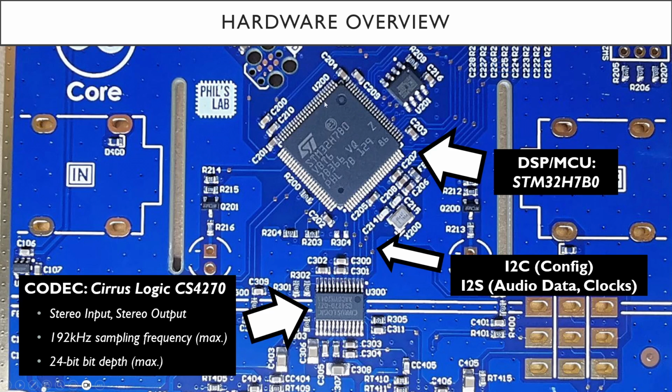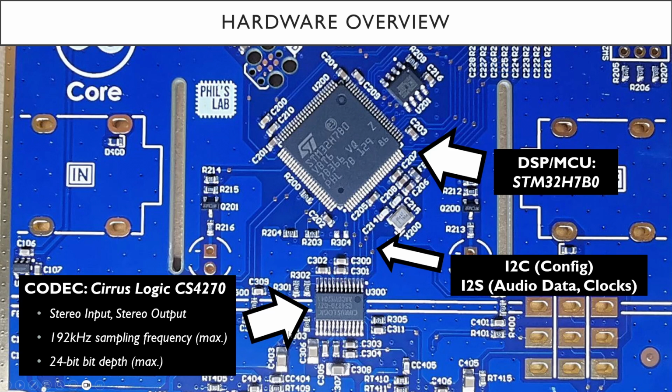Attached to this STM32H7 microcontroller, which is running as a DSP, is an audio codec. Codec meaning it contains ADCs and DACs, so analog to digital converters and digital to analog converters. And in this case, this is an audio codec, so these ADCs and DACs are specifically tailored to audio frequencies and to audio bit depths.